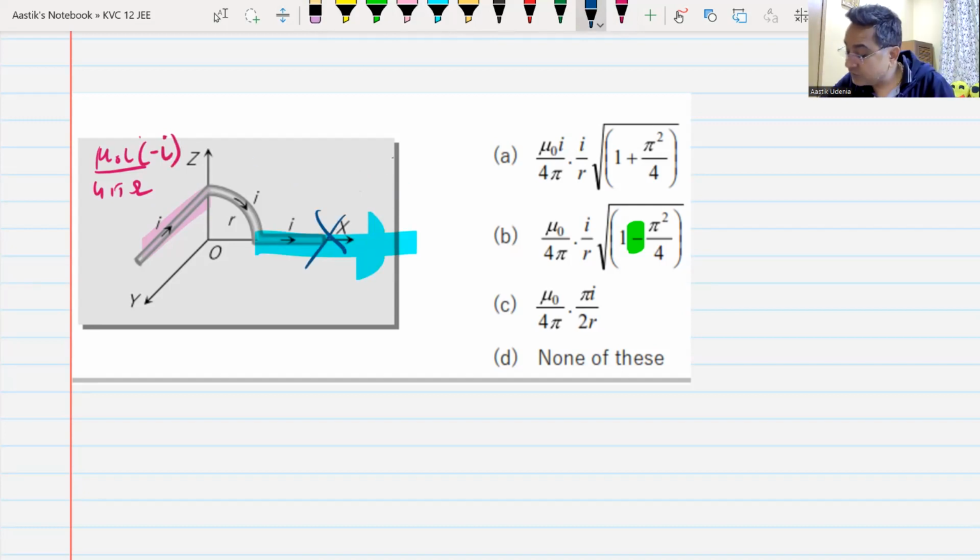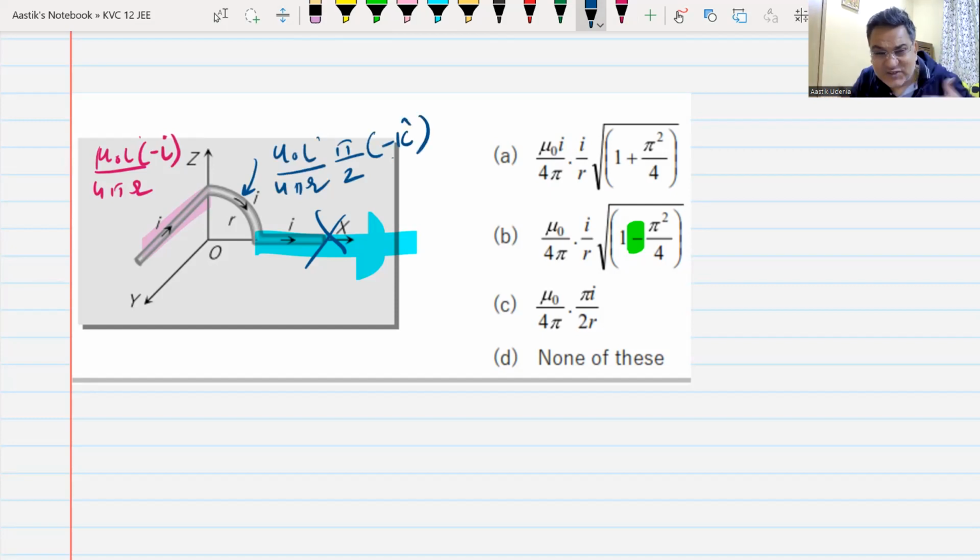Then this field due to this one, this is simple. Mu naught I by 4 pi r into pi by 2, and the direction is inside, minus k. And these two fields are square. I mean, one is along minus x and one is along minus k. This square plus that square. The only option which is possible is this if all the options are written correctly.